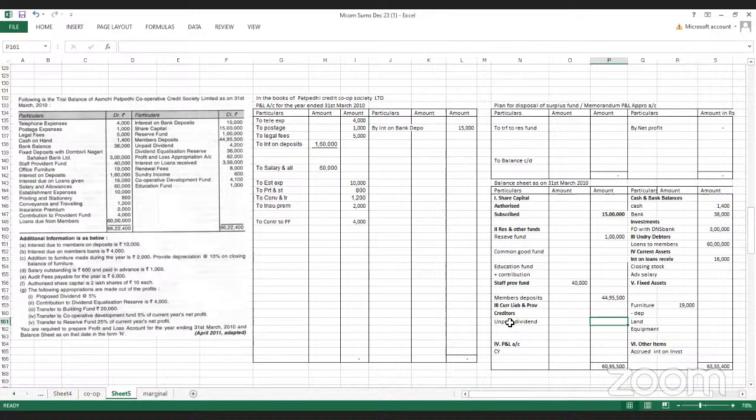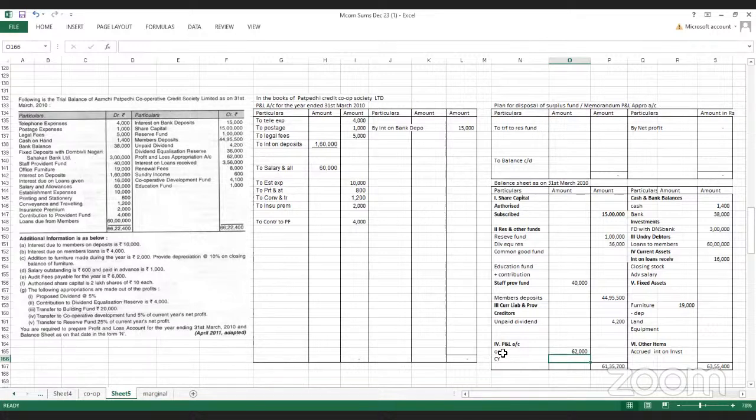How much is it? 4,200. Next, dividend equalization reserve is a reserve. Dividend equalization reserve, 36,000. P&L appropriation account. So this is the opening balance. So I'll make one line here. Opening, okay. Opening is how much? 62,000.